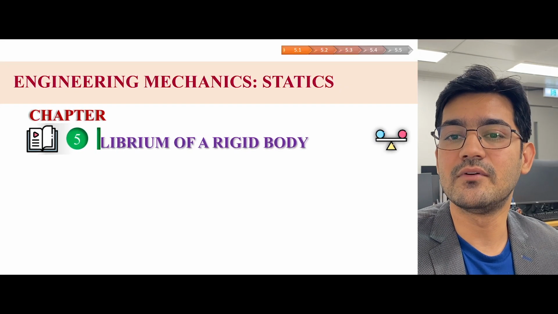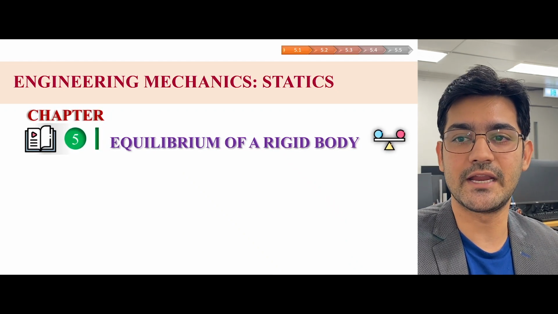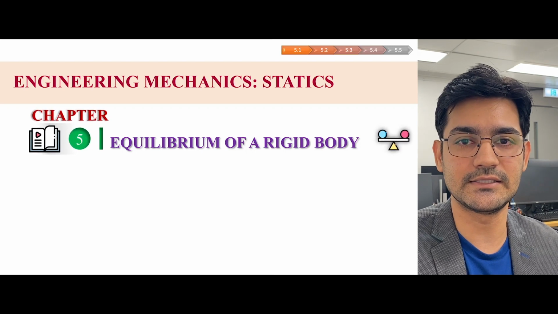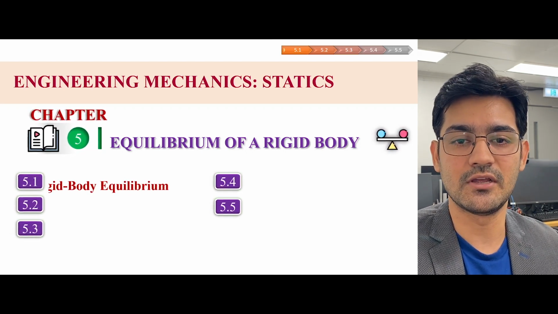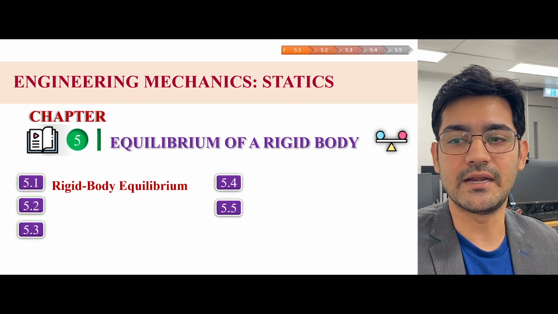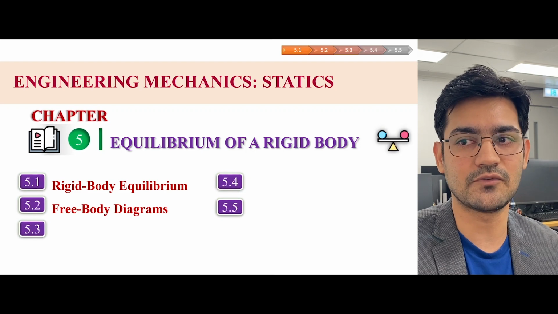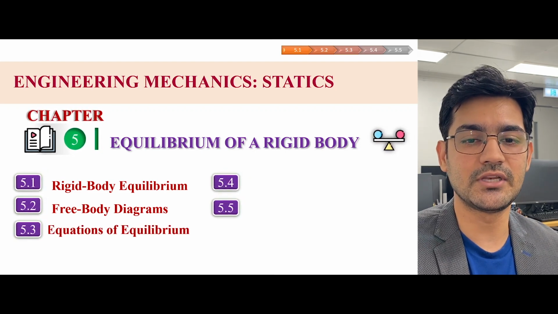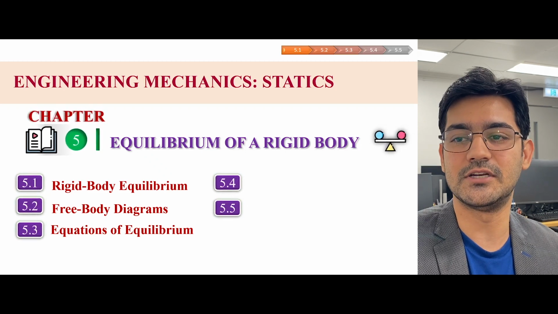So chapter 5 would be on equilibrium of a rigid body. Now in previous chapters we investigated equilibrium of a particle. In this chapter we're going to explore what is equilibrium of a rigid body, and this chapter is divided into 5 sections. In section 2 we will study free body diagrams for the rigid body, and in section 3 we're going to explore what are the equations for equilibrium of a rigid body.